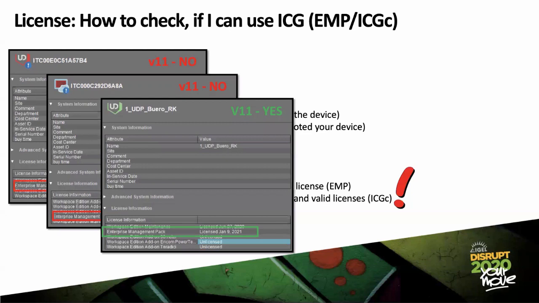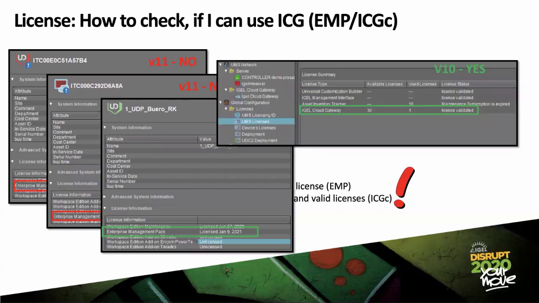So there we have a green one. So yes, EMP is there, and it's also licensed until the 9th January 2021. Regarding version 10, the ICG connection license, you will find it under UMS licenses. You see Azure Cloud Gateway available license 30 and used 1. So with this, it's still possible to import 29 version 10 endpoints.